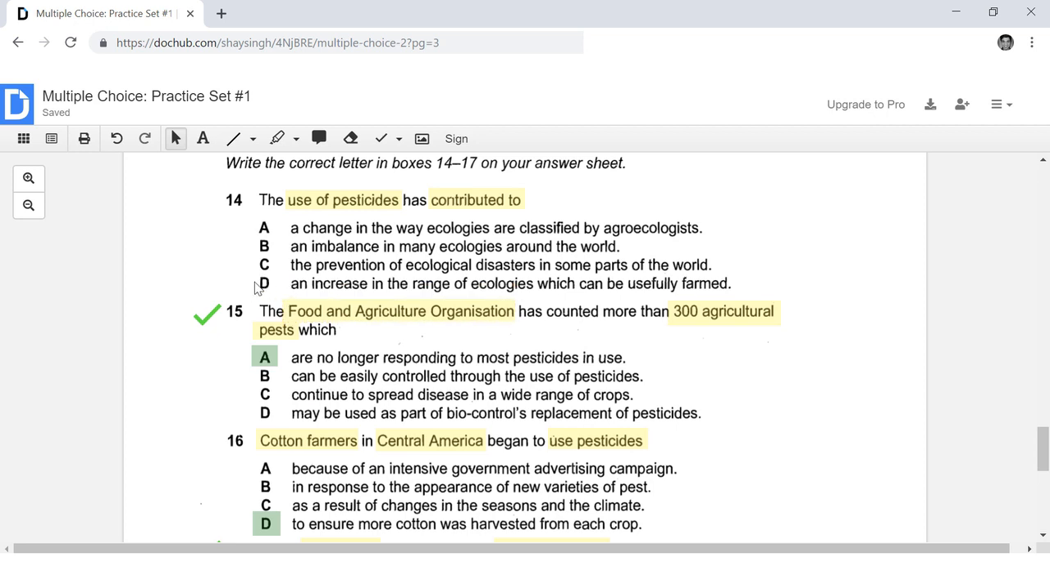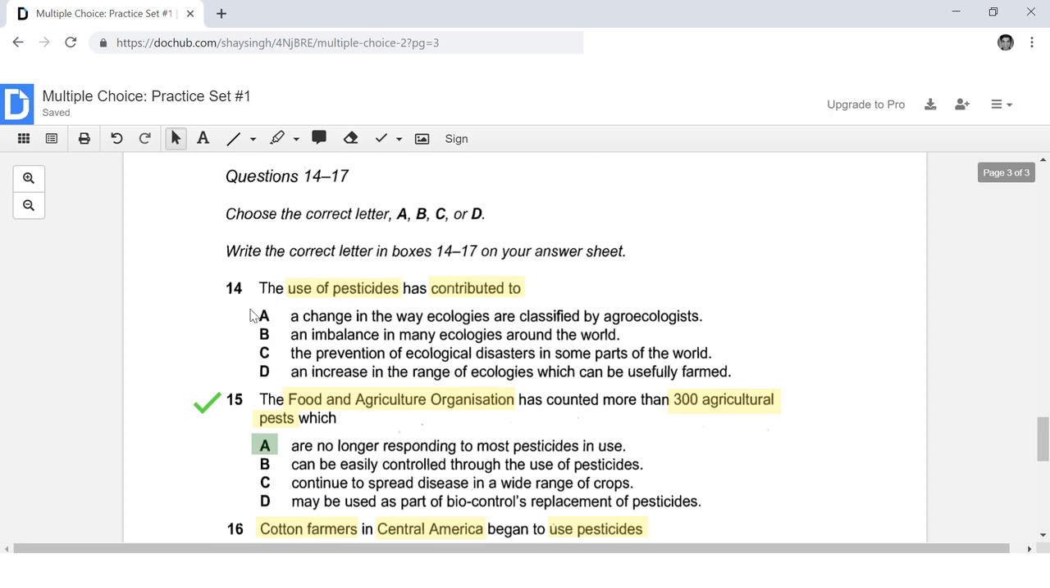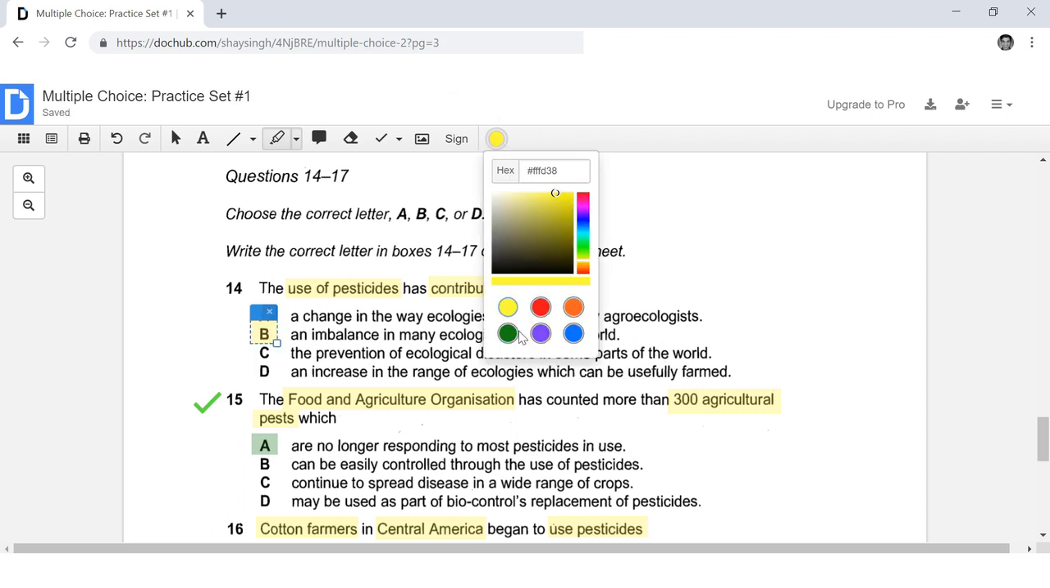And here, option D, it says that the use of pesticides has contributed to an increase in the range of ecologies which can be usefully farmed. Nope, says nothing about that. So the correct answer, guys, what do you think is going to be? What do you think is the correct answer? The correct answer is B. An imbalance in many ecologies around the world.